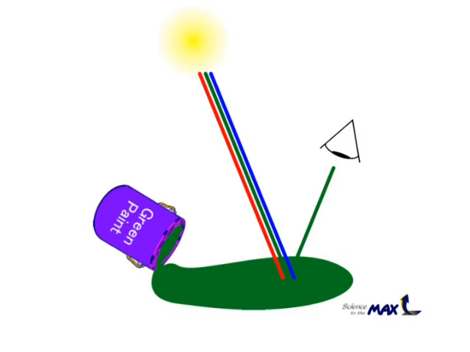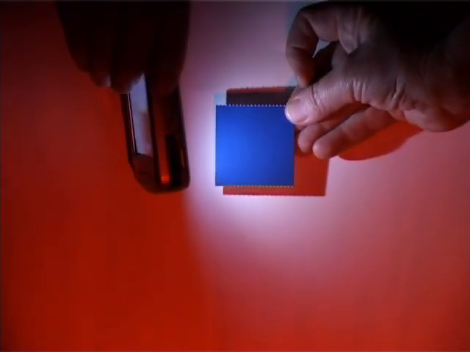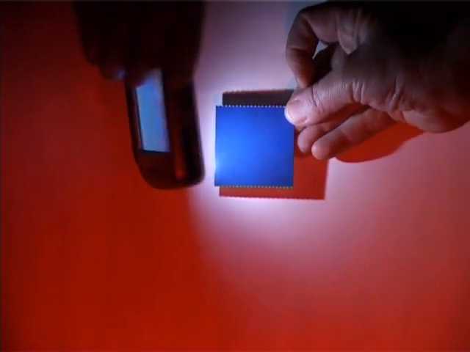And again, when white light is shone on a green object, the green light is reflected and the other colors are absorbed or subtracted. Now, when red light is shone on a blue object, the blue object subtracts or absorbs all colors except blue, which it reflects. But there is only red light shining on it, so that will be absorbed or subtracted. As a result, the object appears to be black.